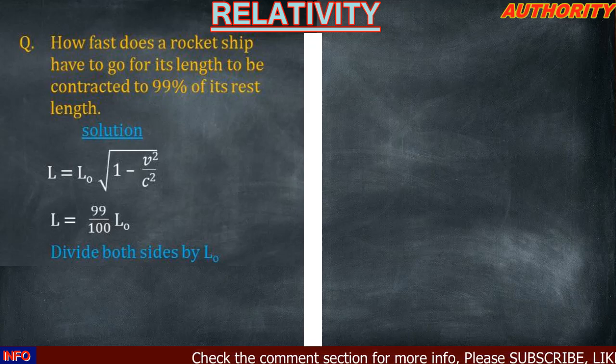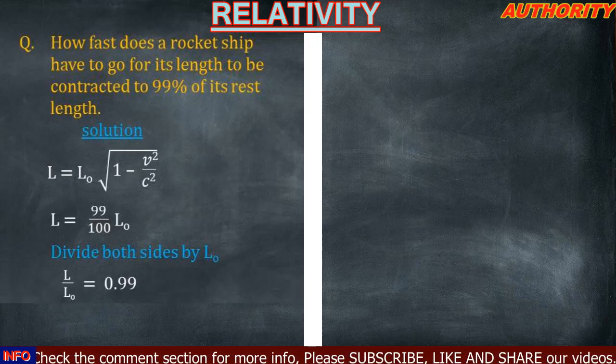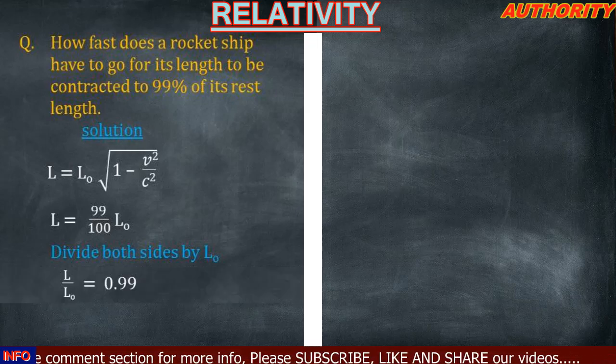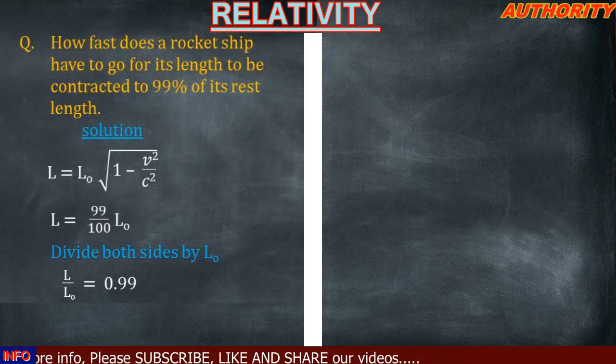Now let's divide both sides by L naught. If we divide both sides by L naught, the contracted length all over proper length is equal to 99 all over 100, which is going to give you 0.99. Is that true? Yes. Now, we say that contracted length all over proper length is equal to 0.99. Please hold it.